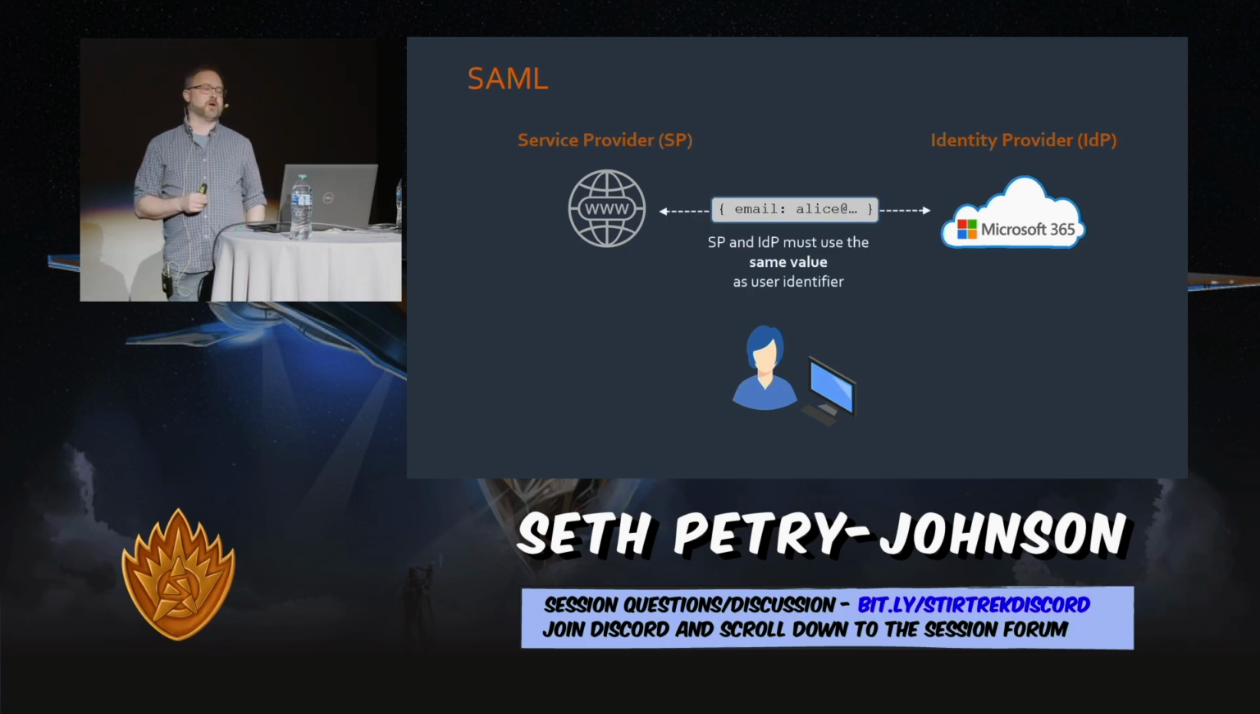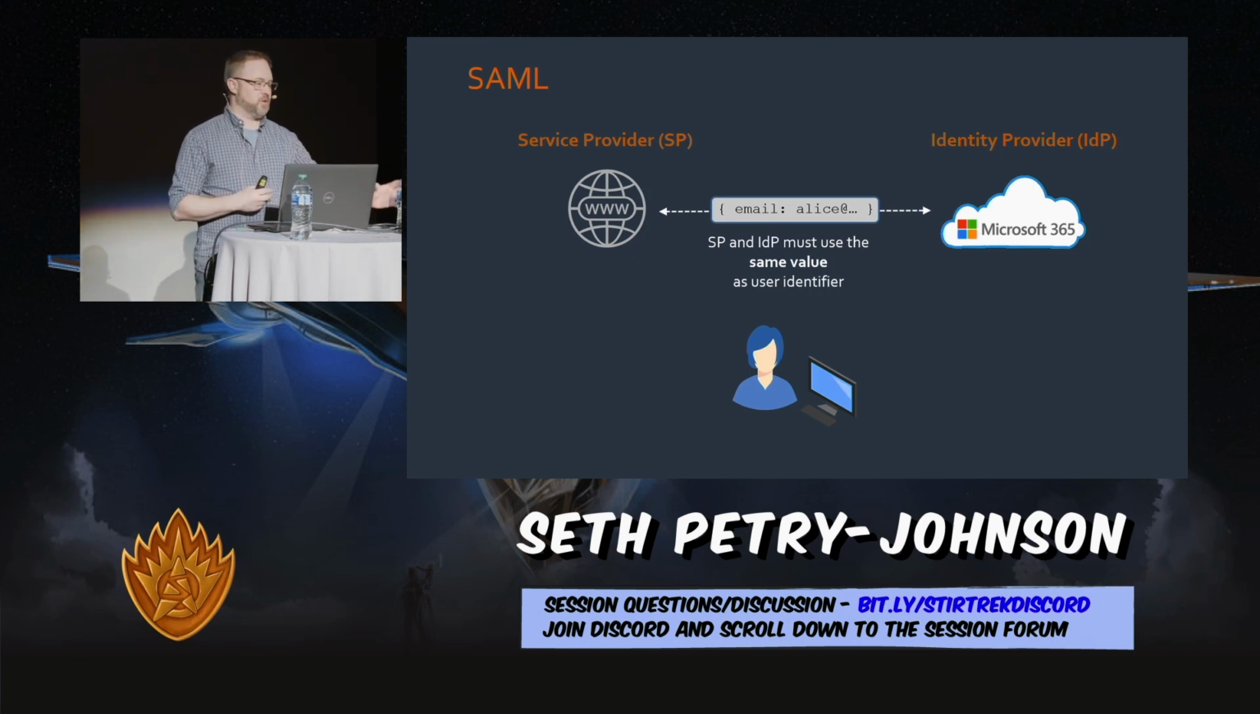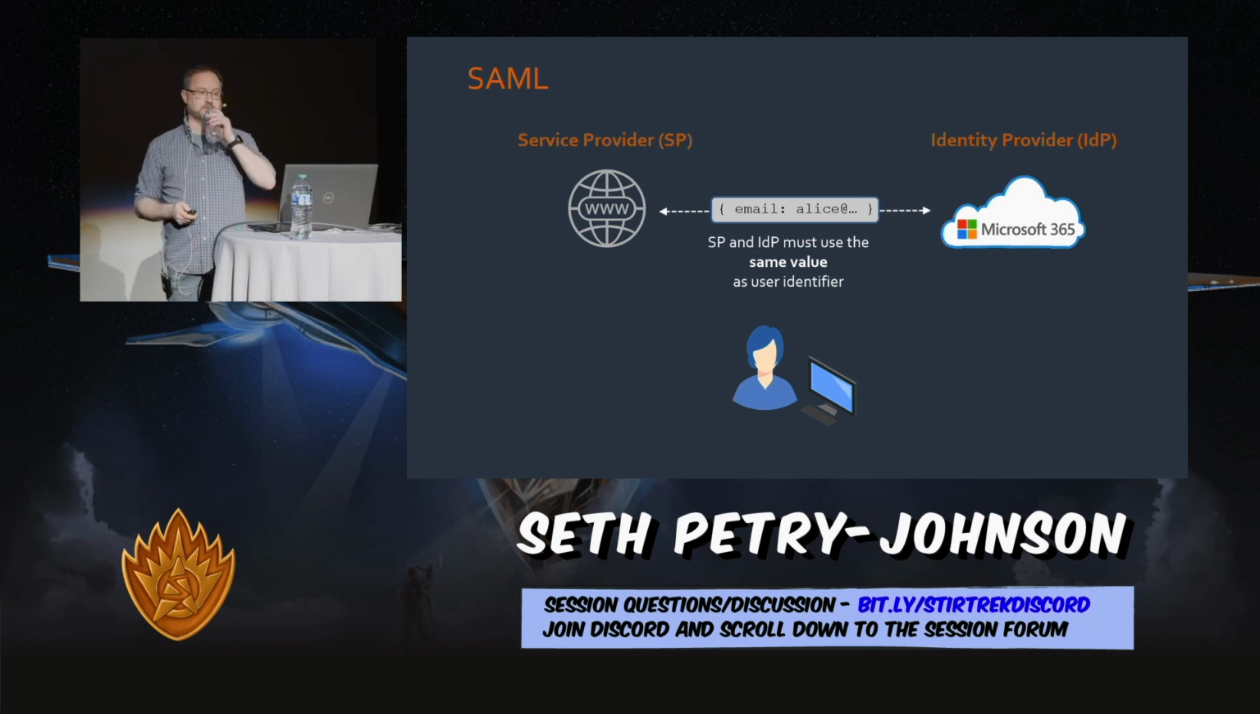Now, for this to work, both the service provider and the identity provider must use the same value to identify a user. So if Microsoft says, hey, Alice is at alice@outlook.com, then the service provider needs to be able to link alice@outlook.com to some record in their system. So if you want to do this, you need to make sure that those identifier values are kept consistent between the two systems.